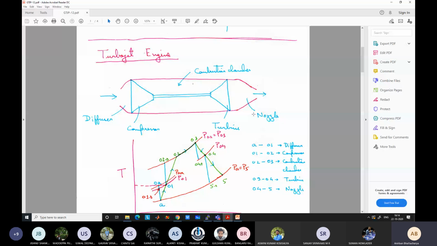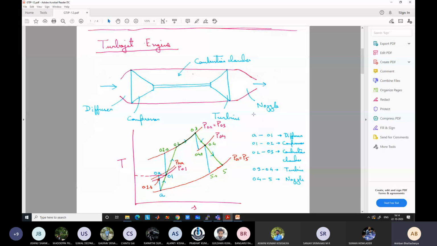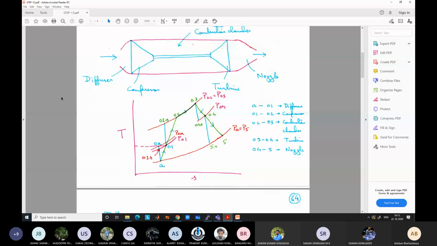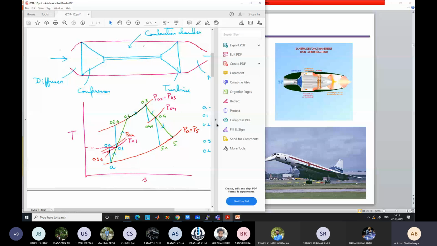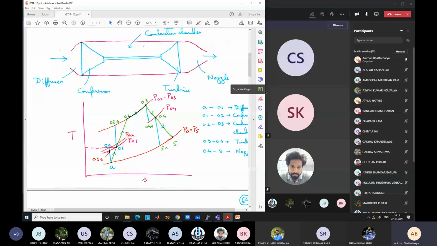So let us come back to this. Now we will take a look at the actual processes. There is no point in studying ideal cycles anymore. Already we have studied a lot of ideal cycles, but in real life everything is non-ideal. So we will start with actual cycles. Can you still see the text, right?